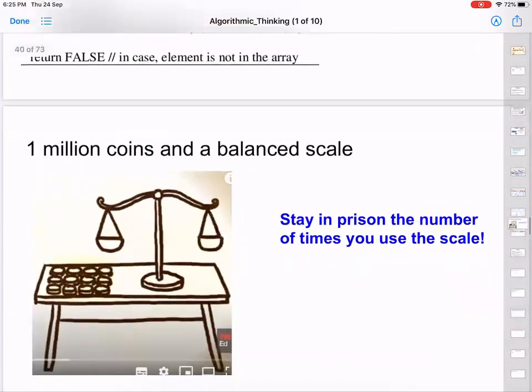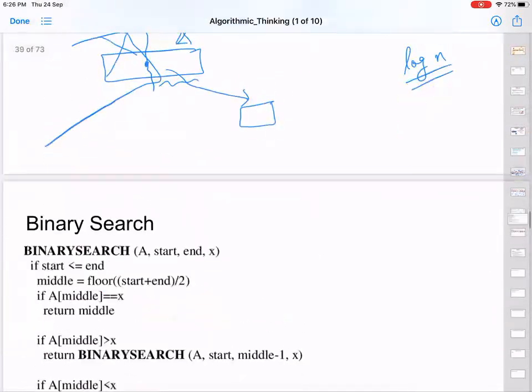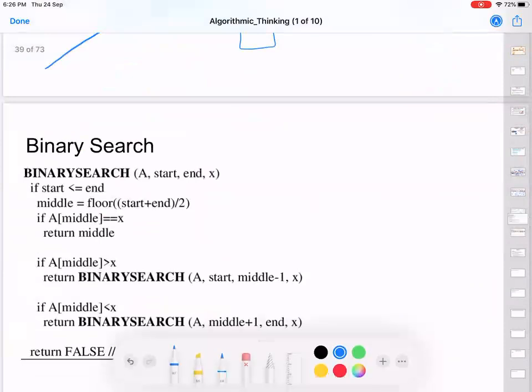Let me talk about an interesting problem. So here is your code for binary search. Let's assume that I'm an interviewer and now I'm asking you this question. So I have a problem at hand. This is a real life problem.